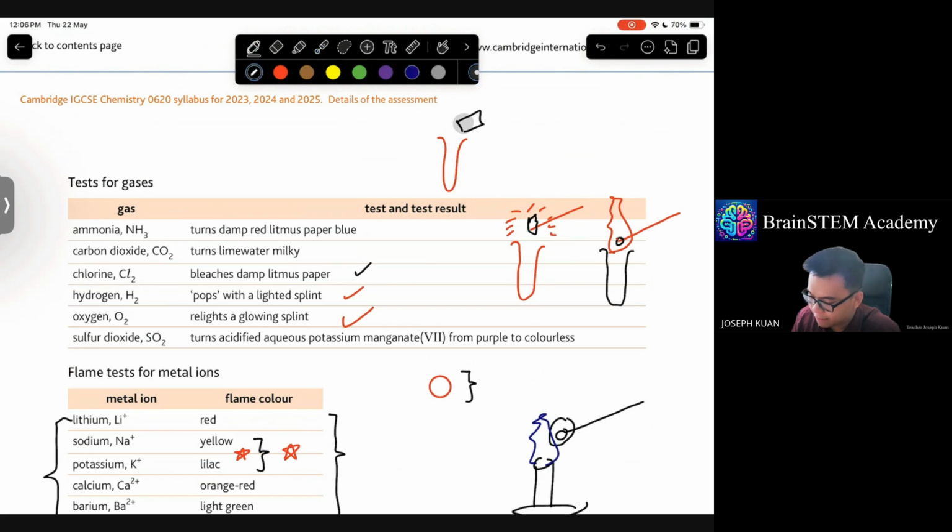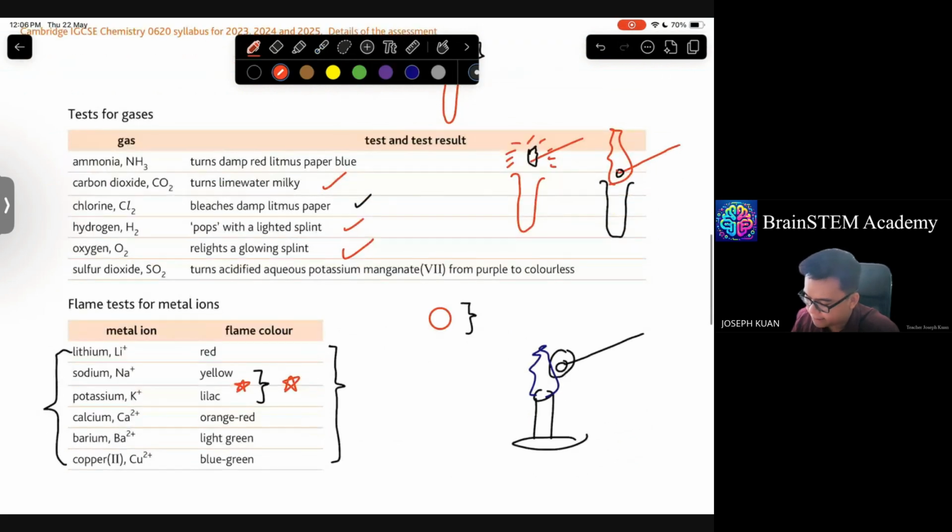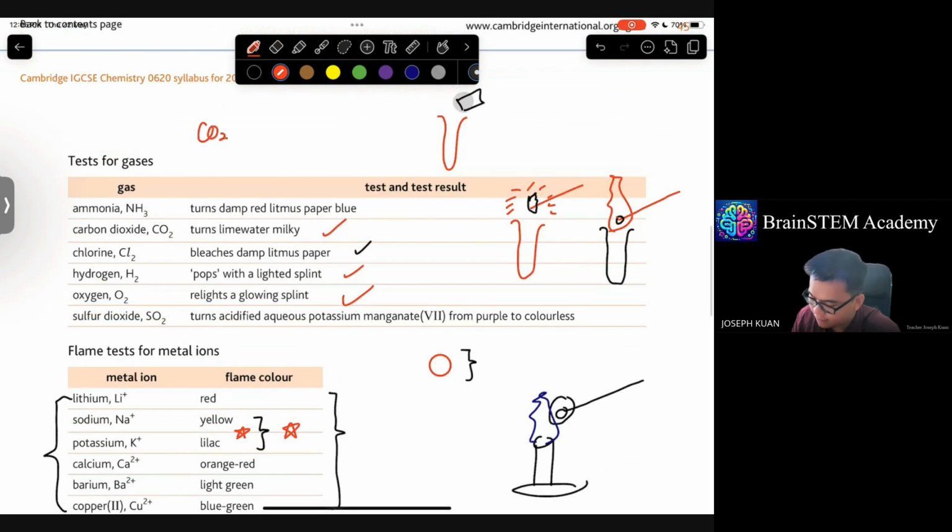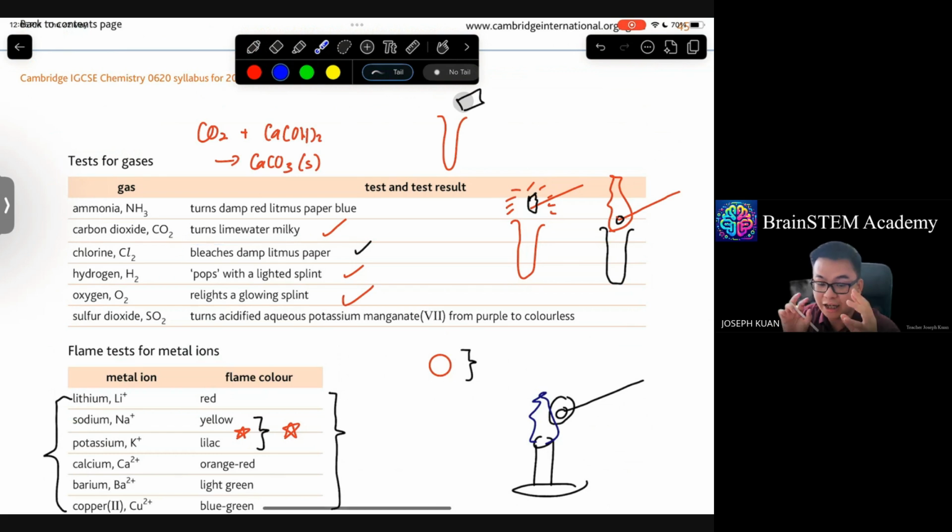Then we talk about carbon dioxide. Carbon dioxide actually reacts with lime water. If you're curious about lime water, it's actually calcium hydroxide. That forms calcium carbonate, which is insoluble in water. That's what makes lime water milky. There's that chalkiness you can see if you bubble carbon dioxide through lime water.